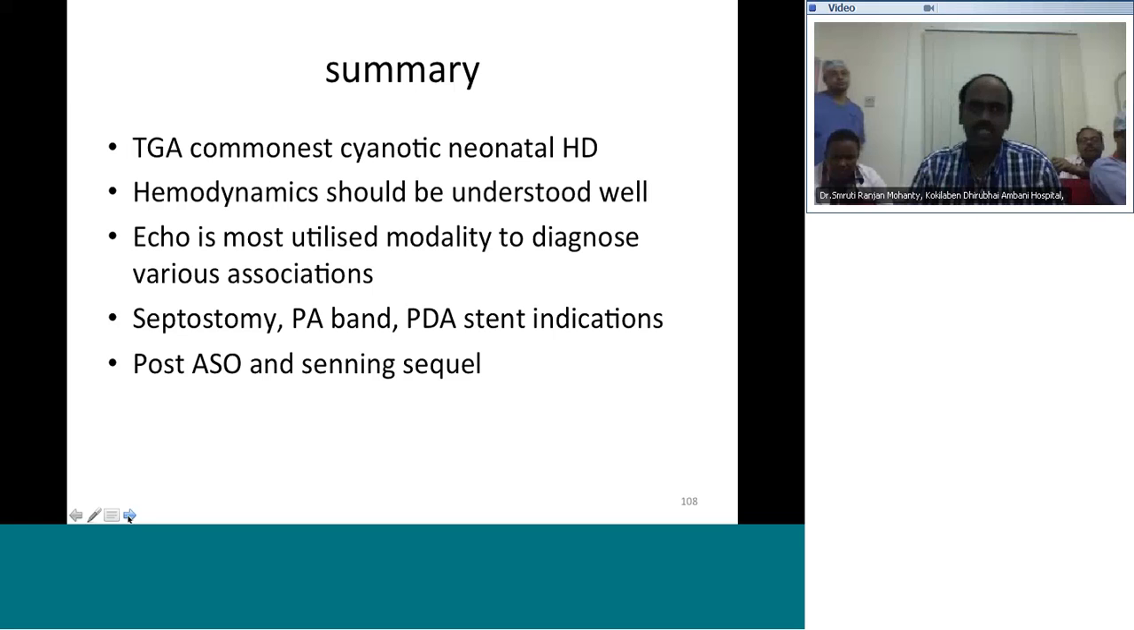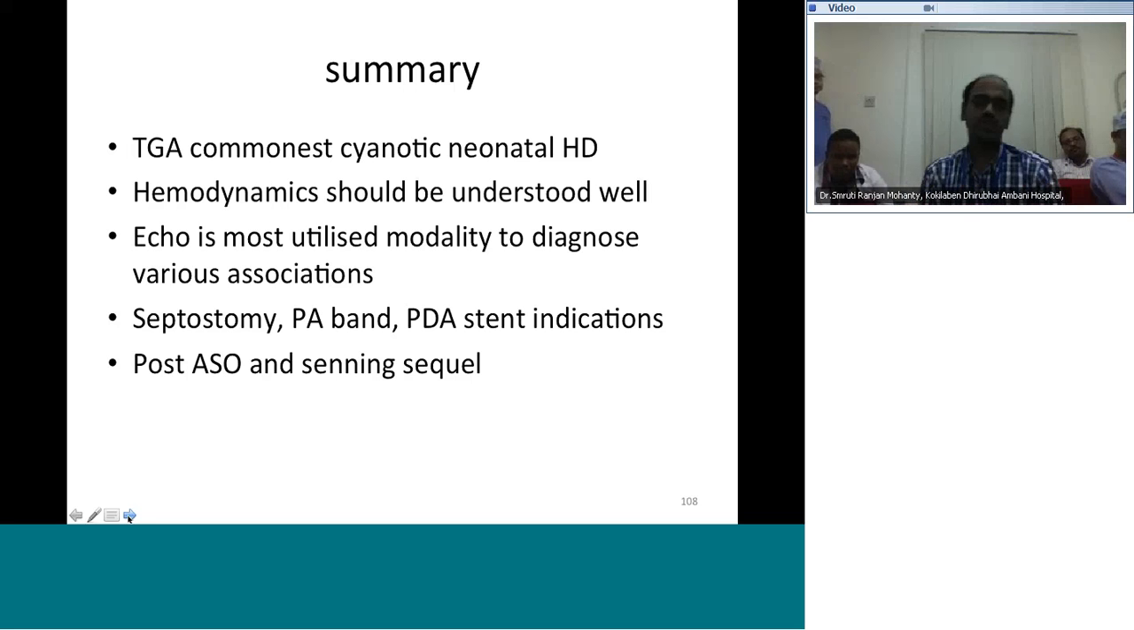To summarize, transposition is a very common cyanotic heart disease. We need to understand the hemodynamics. If you are asked a question about what is QAS, QP, QES, QEP, anatomic shunt, physiologic shunt, you should be able to tell in very clear terms. You need to understand the hemodynamics of transposition.